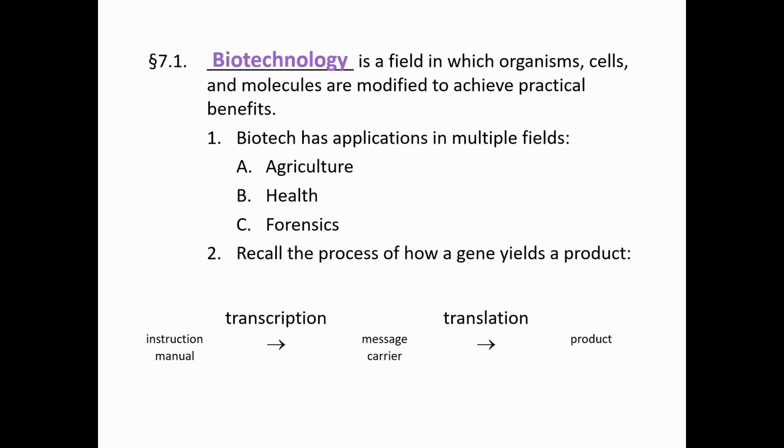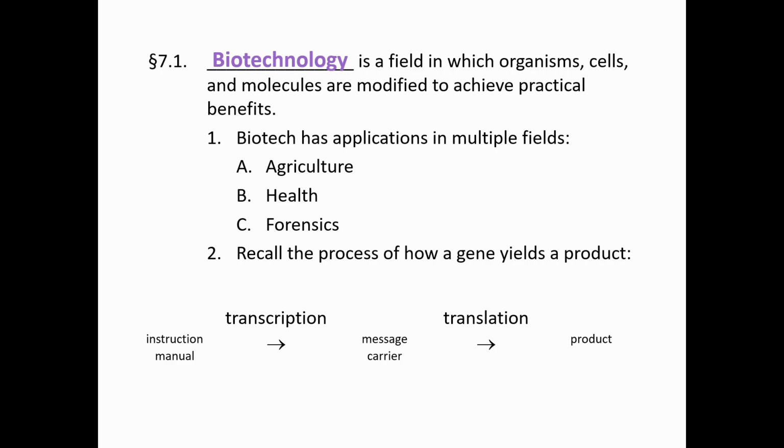So biotechnology is a field where organisms, cells, molecules, something to do with living things, is modified to achieve some sort of practical benefit for us as humans. And there's a lot of different applications of biotech. We use it in things like agriculture, we use it in our health industry, and we use it in forensics. There are other things we can use it for, but these are some of the big ones.